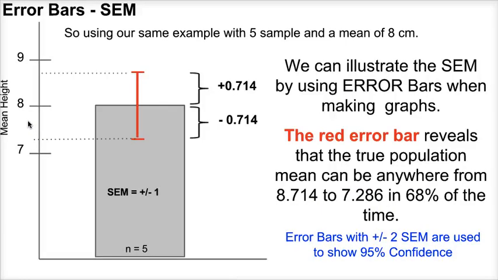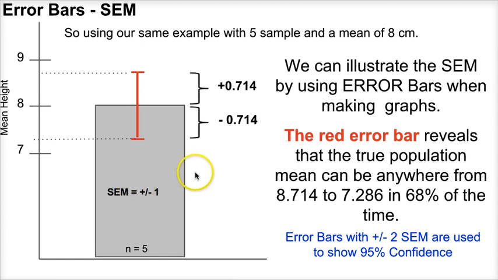Okay, so error bars, and this is something probably brand new to you. Error bars are given to show how much confidence, or how much standard error of the mean, we have. This is very important. So in my example, the mean height of the pea plants was 8. But we calculated the standard error of the mean to be 0.714 and 0.714. Now this is an SEM of 1.